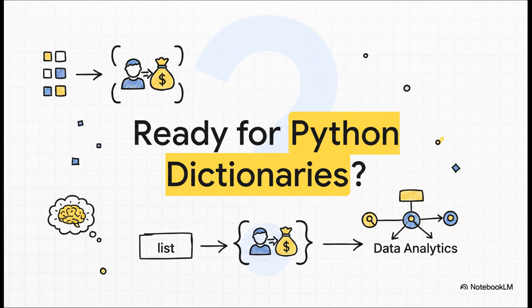Lists are an absolutely incredible foundation, but honestly, they're just the beginning of how we structure complex data. What happens when you need to pair a specific customer's name directly to their individual sales total? That leads us to our next big question. Are you ready to take your data analytics to the next level with Python dictionaries? Think about how insanely powerful that could be.